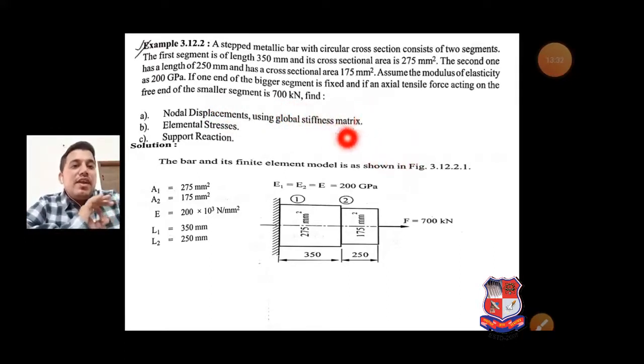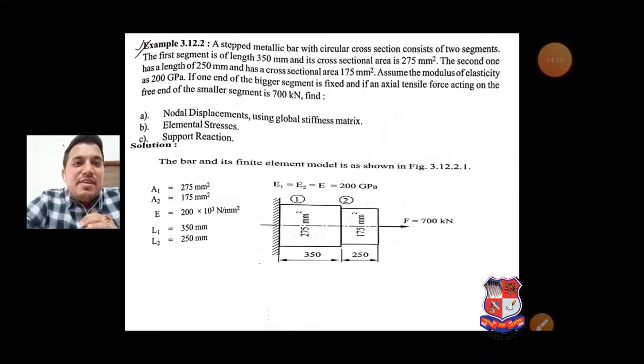So we have to find out three things. As given in the last line, the force at the end is a tensile force of 700 kilonewton. First is the nodal displacement using the global stiffness matrix. The nodal displacement is q1, q2 and q3. q1 is 0, and q2 and q3 are unknown, which we have to find out.